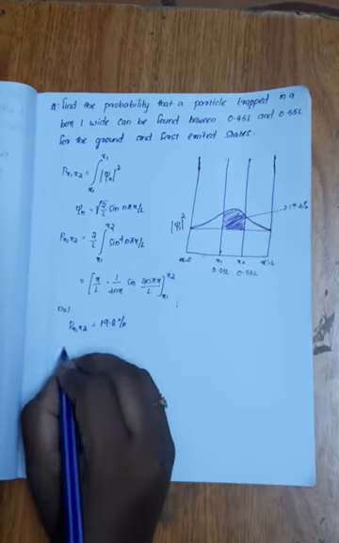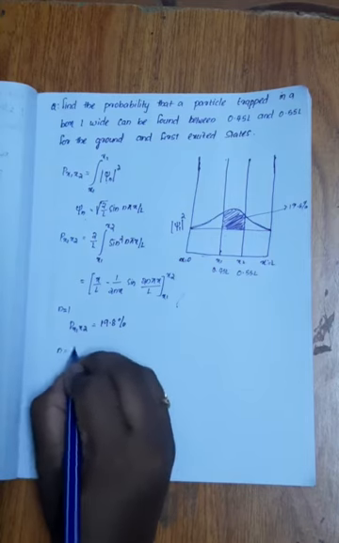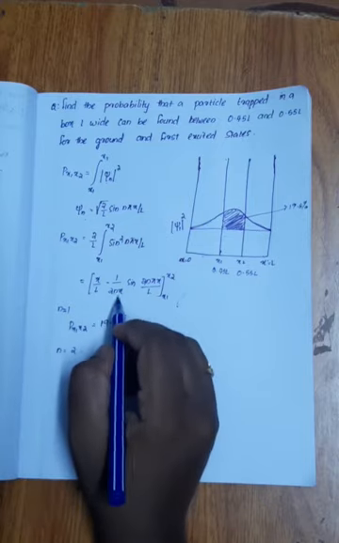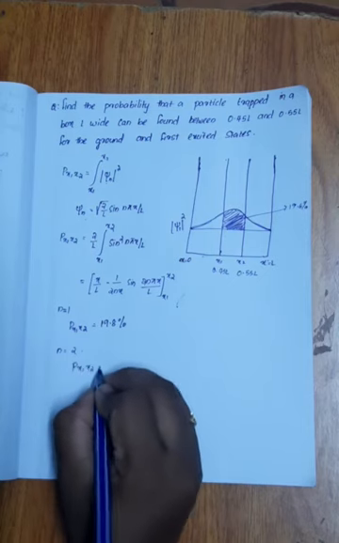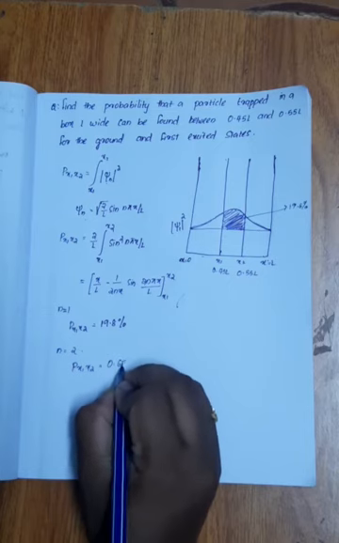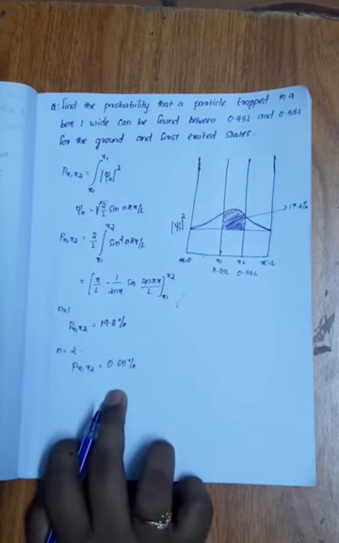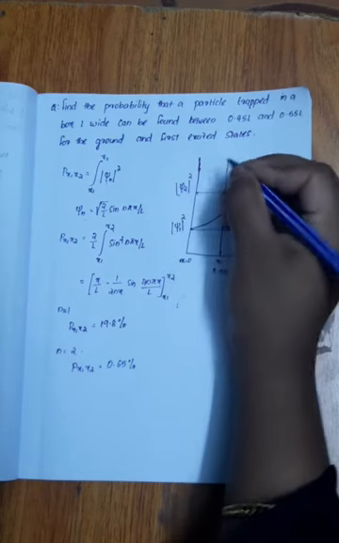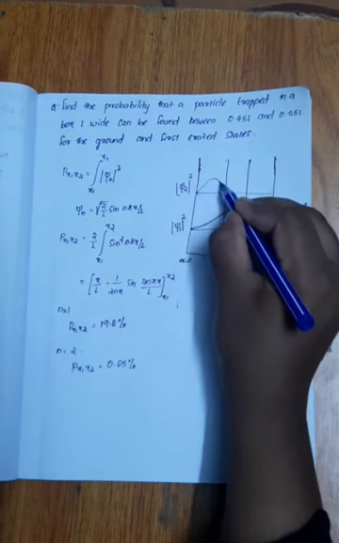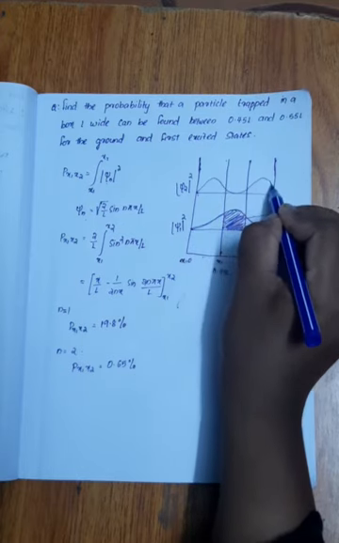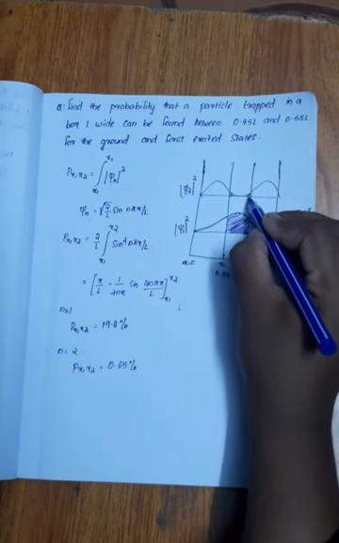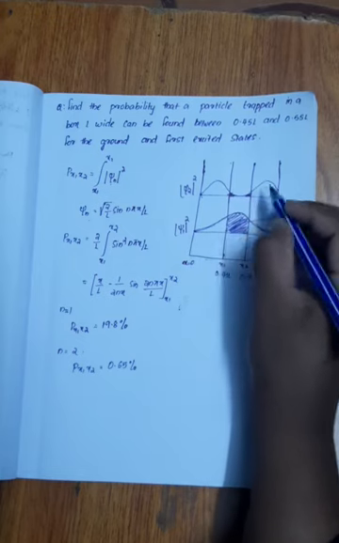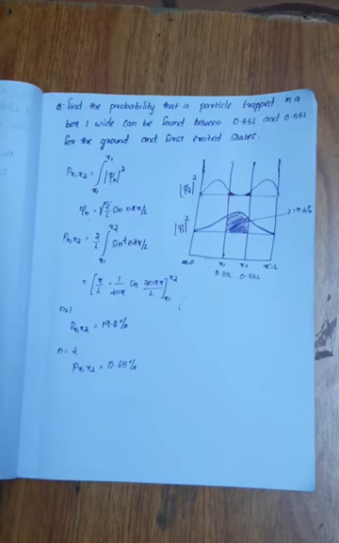Next we have to find the probability of the particle in the second excited state, that is n equal to 2. When we evaluate this equation for n equal to 2, we get P of x1 x2 equal to 0.65%. This is the probability of the particle in the second excited state, that is modulus of psi 2 squared. And the graph will look like this. This portion will be the probability of the particle in the second excited state between 0.45 L and 0.55 L.